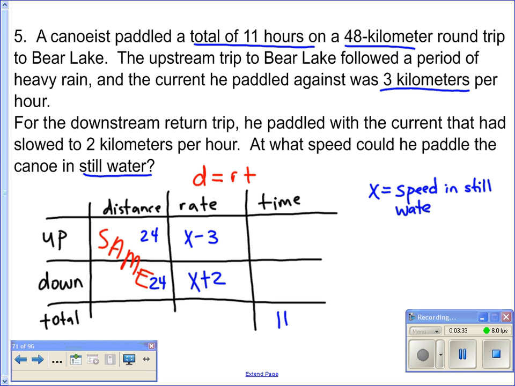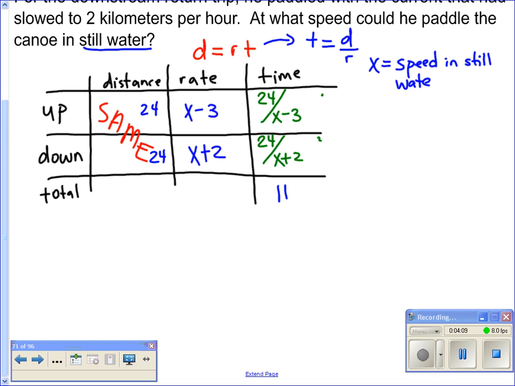Now, to fill in that time slot, we're going to think about another version of this formula, which is that time is equal to the distance divided by the rate. So this time here is going to be the distance, which is 24, divided by the rate going upstream, which is x minus 3. And then for the second one, going downstream, it is again the distance, which is 24, divided by the rate, and this time it's x plus 2. And now that we have that chart set up, it's going to be pretty easy.